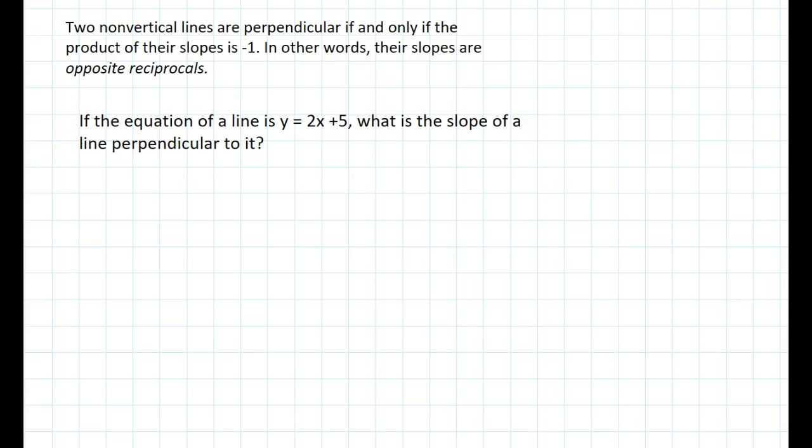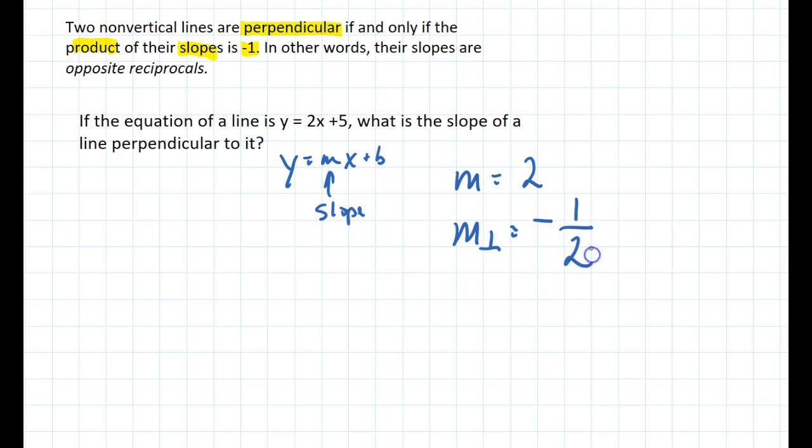All right, it turns out that two non-vertical lines are perpendicular if and only if the product of their slopes is negative 1. In other words, their slopes are opposite reciprocals of each other. So if the equation of a line is y equals 2x plus 5, what is the slope of a line perpendicular to it? Well, this is in y equals mx plus b form, where that number in front of x is the slope of this line. So our slope is 2, which means that our perpendicular slope will be the opposite reciprocal. So that means it's negative 1 over 2. So any line that has a slope of negative 1/2 will be perpendicular to this line because their slopes will be opposite reciprocals.